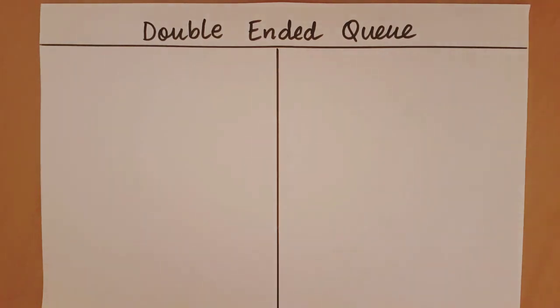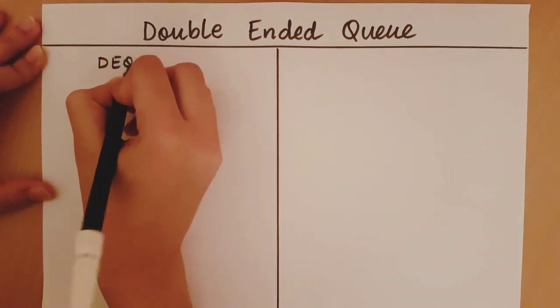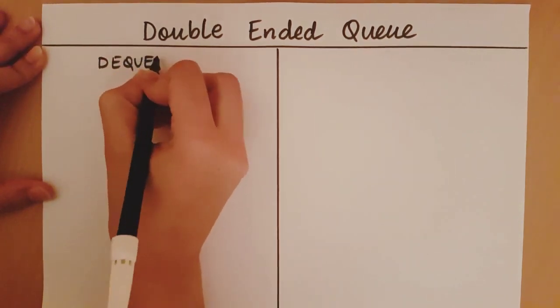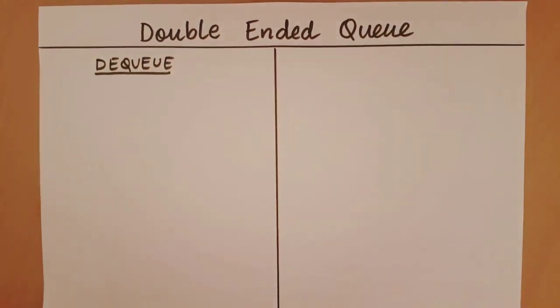Double-ended queue. A double-ended queue, or a DEQ, is a variation of the basic queue that we have seen earlier. All the properties of the basic queue hold, as well as a few additional properties.